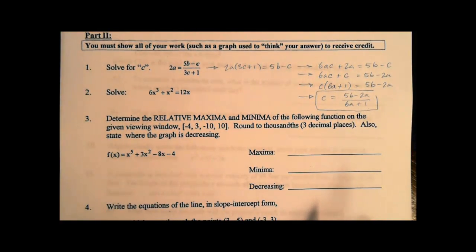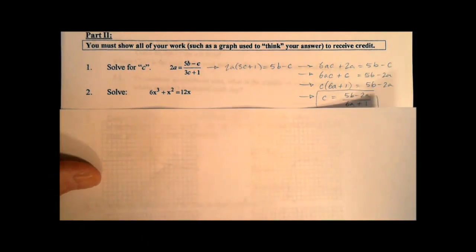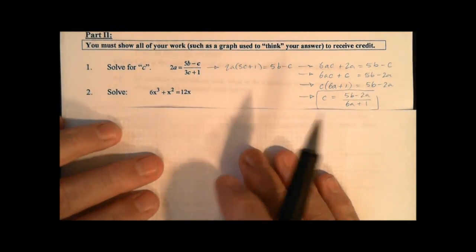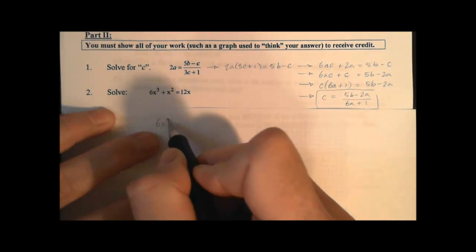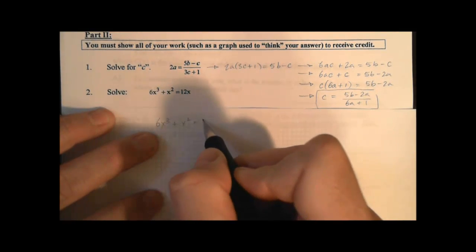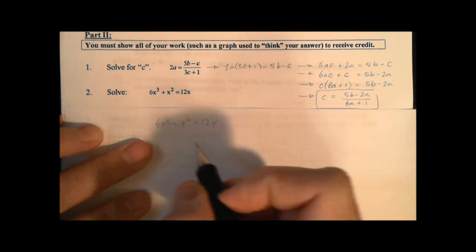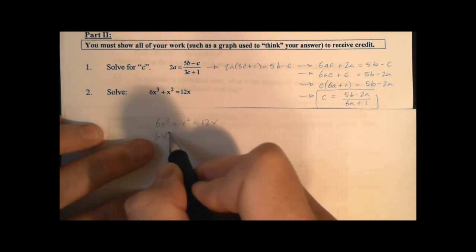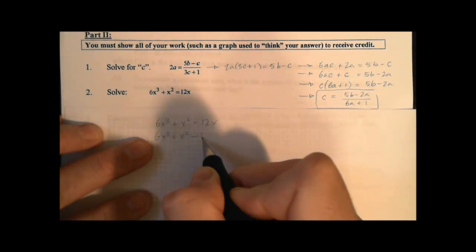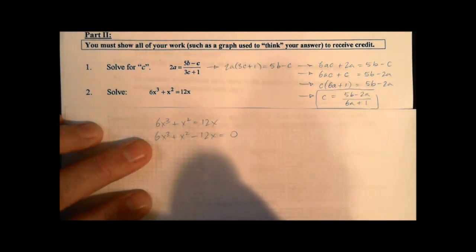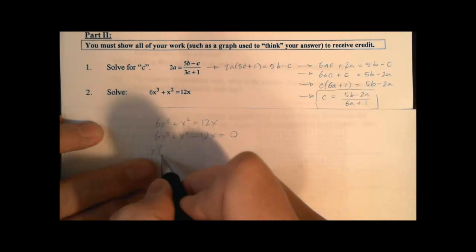The next one, we're looking to solve this cubic equation. A little extra paper here. We have 6x cubed plus x squared equals 12x. And again, you can do this in your calculator, but you need to show your work, so we're going to do it by hand. Standard form. Factor out the GCF.